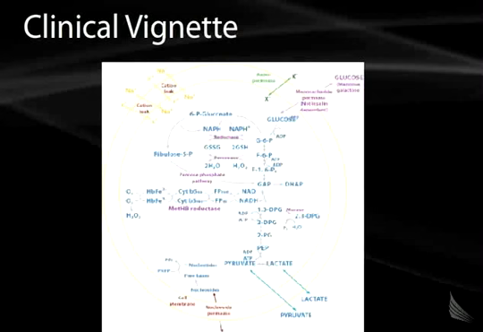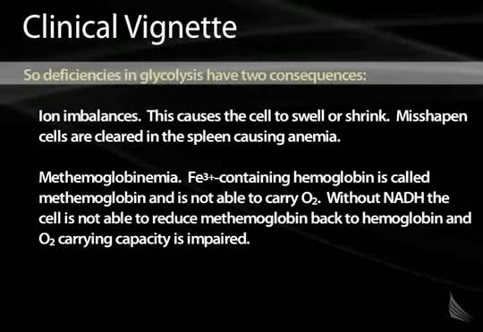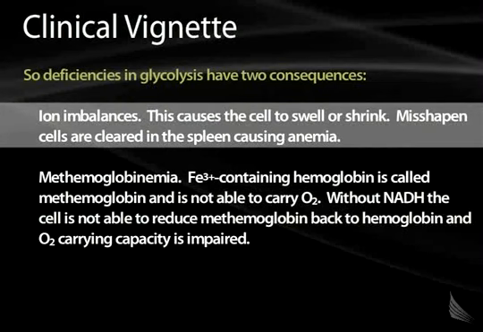NADH, on the other hand, as you can see schematized here, is important for maintaining iron in the proper redox state. So when you have deficiencies in glycolysis, there are basically two consequences. One is that the sodium-potassium ATPase doesn't function well, and this leads to ion imbalances. And when there's osmotic imbalances, the cells either swell or they shrink. And these misshapen cells are recognized as abnormal in the spleen, and they're cleared. And this leads to the anemia that you see in pyruvate kinase deficiency. It also leads to the spiculated red blood cells, which are characteristic of this disease.